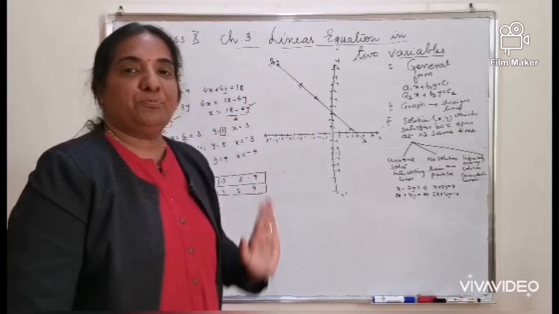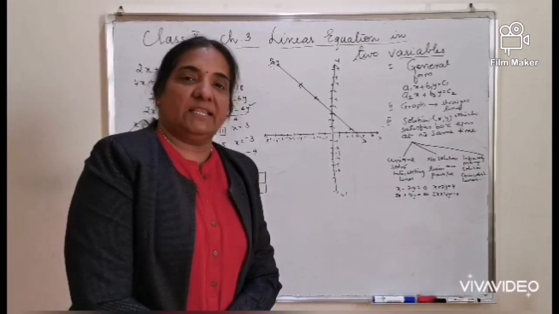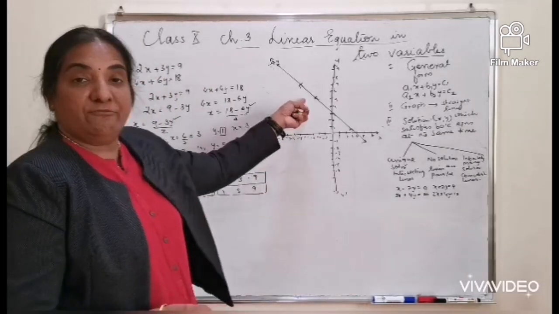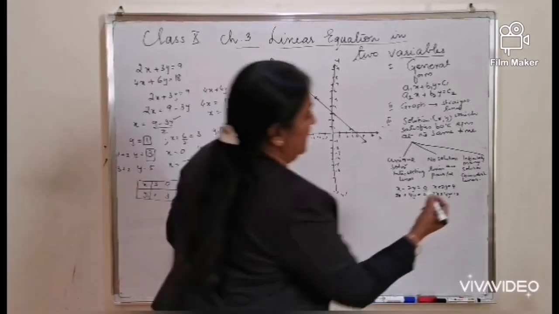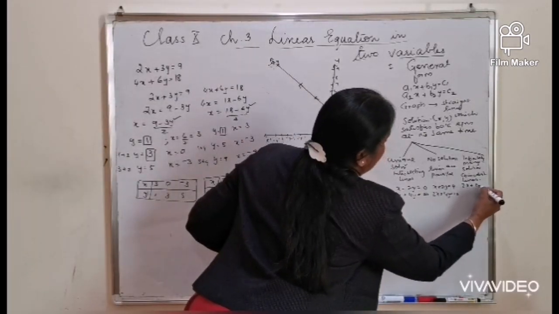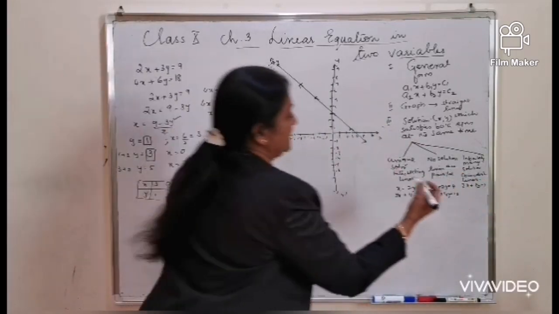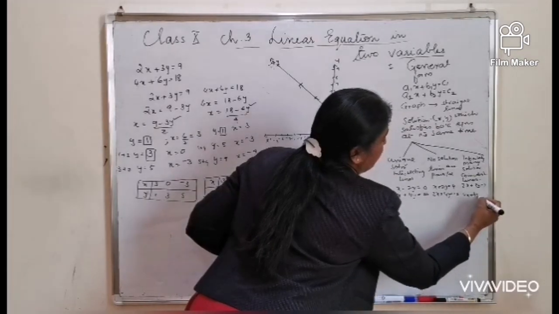Both the lines, when you plot them on a single graph paper, are coincident lines. So what is the example? There are infinite solutions. The equations are 2x plus 3y equal to 9 and 4x plus 6y equal to 18.